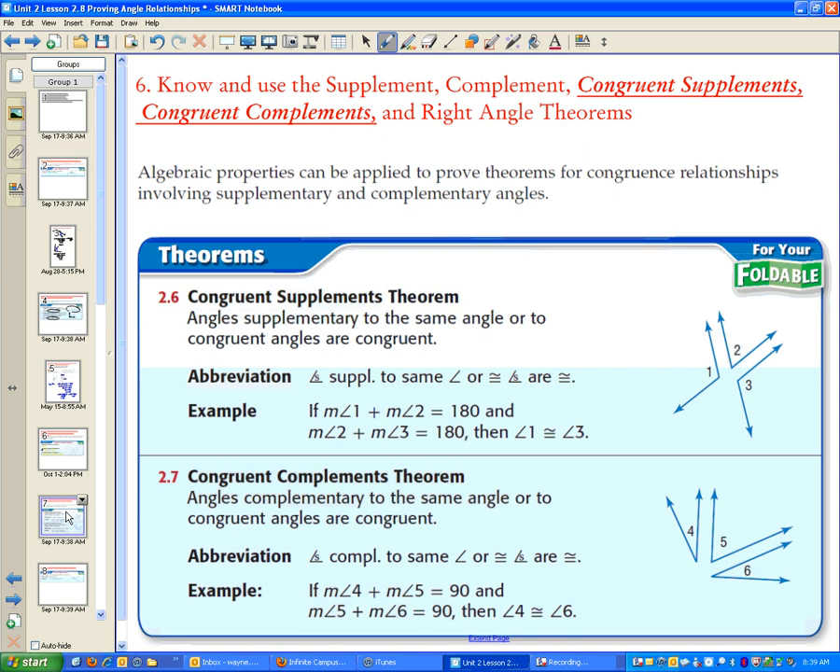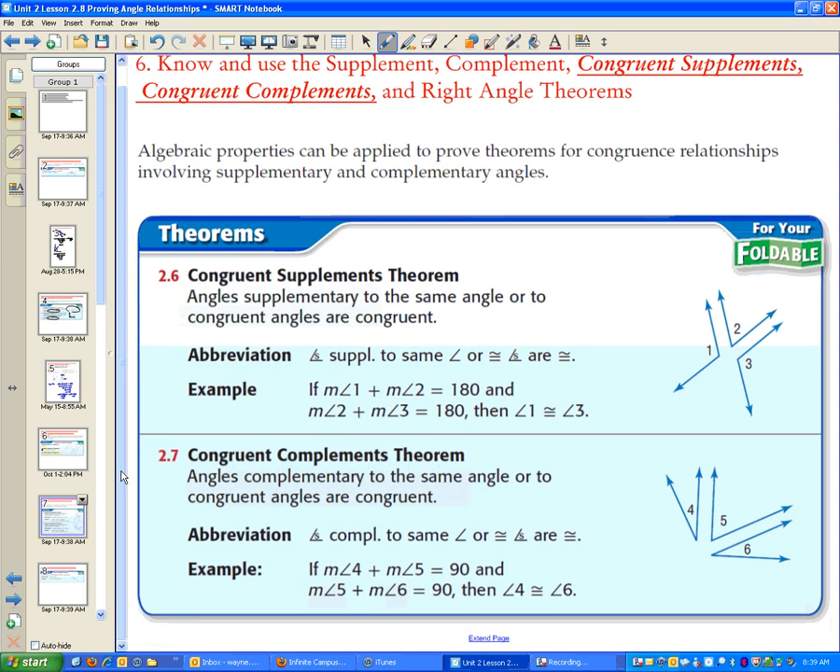All right. Now, this one takes just a little bit more thinking. These two: we have the congruent supplements theorem and the congruent complements theorem. Once you understand one, you will understand the other. So let's talk about the congruent supplements theorem. It says angles supplementary to the same angle or to congruent angles... let's skip that part for a minute. Angles supplementary to the same angle are congruent.